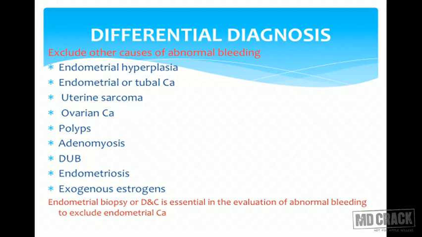Most important: endometrial hyperplasia, endometrial or tubal carcinomas, uterine sarcoma, any ovarian carcinoma, polyps, adenomyosis, DUB, endometriosis, or any source of exogenous estrogen the patient is on. So endometrial biopsy or D&C, that is dilatation and curettage, is an essential investigation in the evaluation of abnormal bleeding. So we have to exclude endometrial carcinoma if we are having this symptom in our patient.